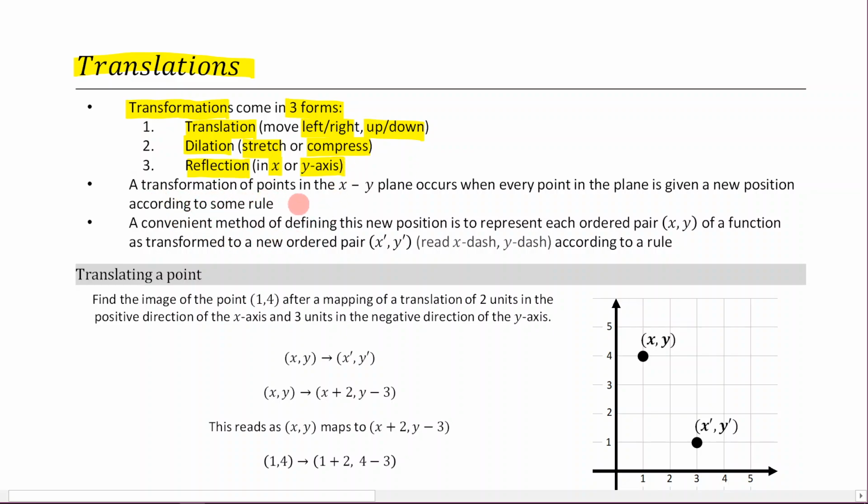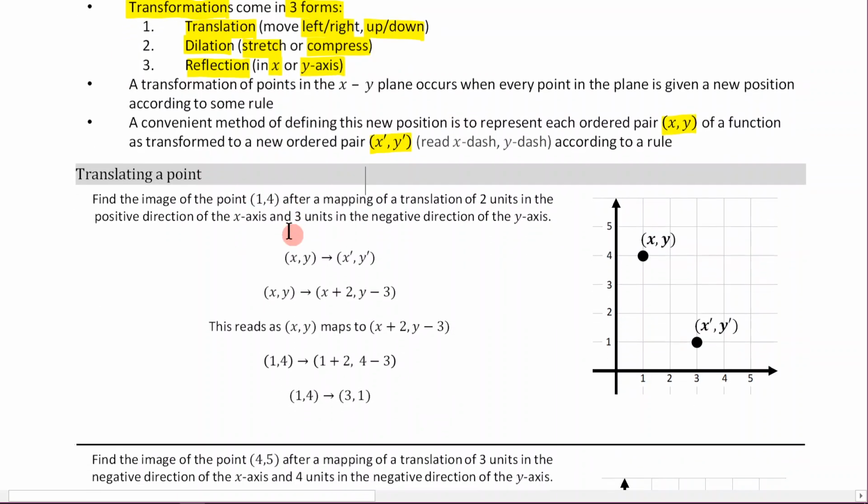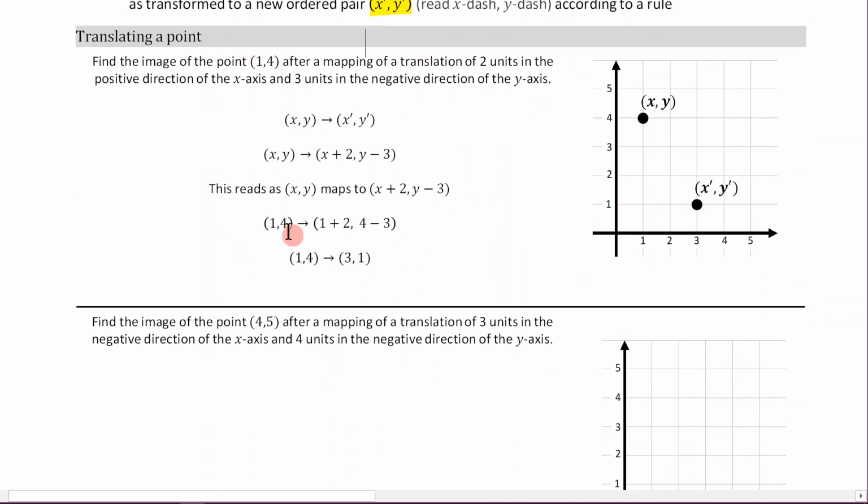A transformation of points in the xy plane occurs when every point in the plane is given a new position according to some rule. A convenient method of defining this new position is to represent each ordered pair xy of a function as transformed to a new ordered pair x dash y dash according to a rule. So at the moment, you're probably reading this and thinking, what on earth does this mean? But don't fear, by the end of the lesson, once we've gone through all our examples, this will make perfect sense.